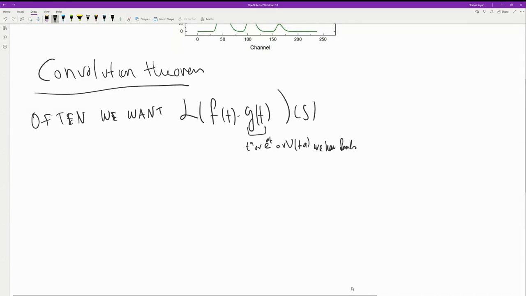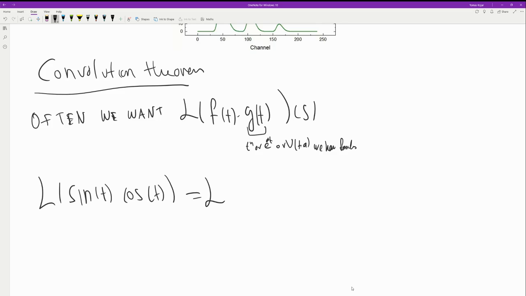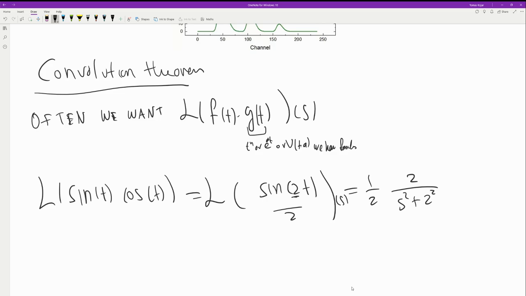The Laplace transform of sine t cosine t is equal to what? Well, use the product formula. So sine 2t over 2. And so you get 2 over s squared plus 2 squared, and then over 2. So s squared plus 4.